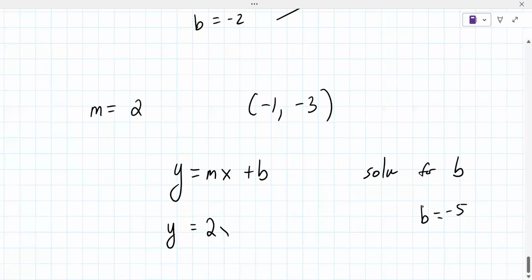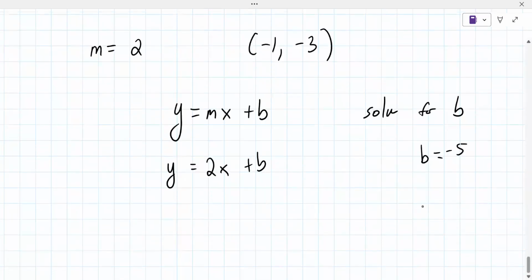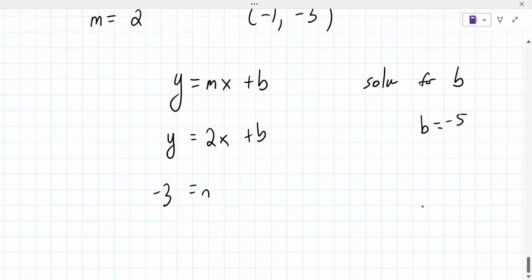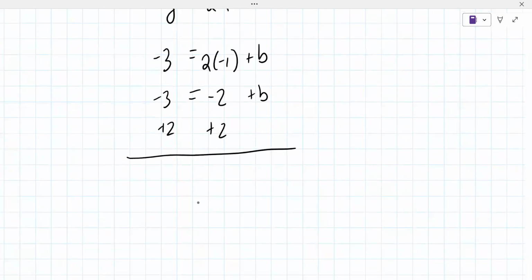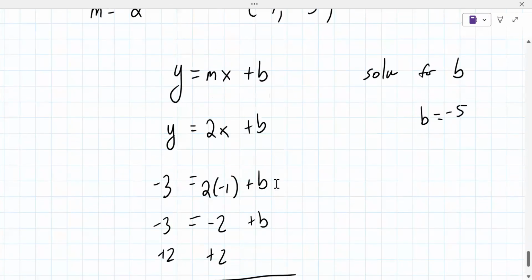Let's take a look here. Y equals 2x plus b. -3 equals 2 times -1 plus b. What is 2 times -1, Sourish? It's -2. So how do you undo subtraction by 2? You have to add 2 to both sides. What is -3 plus 2? That's a -1. Good.